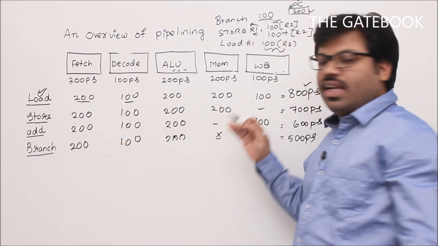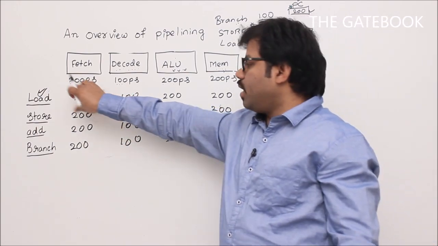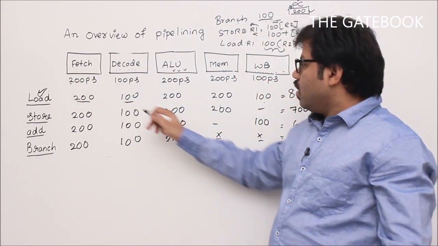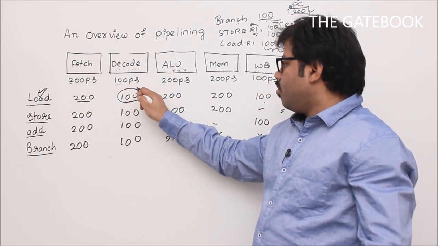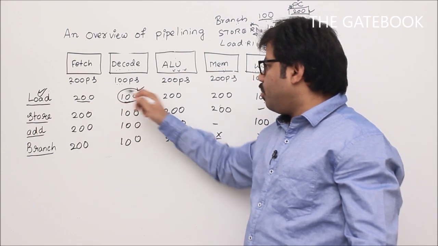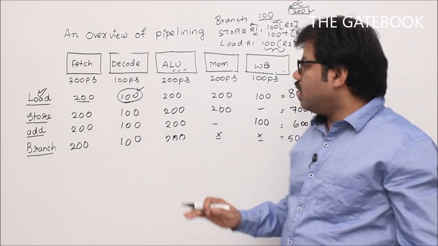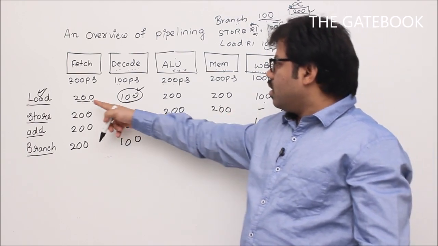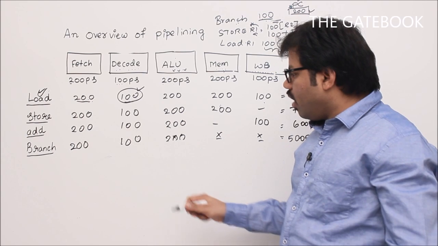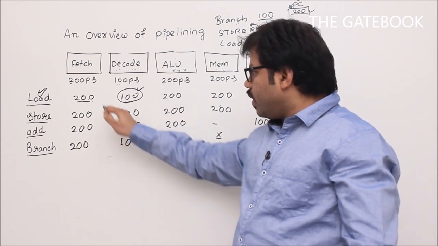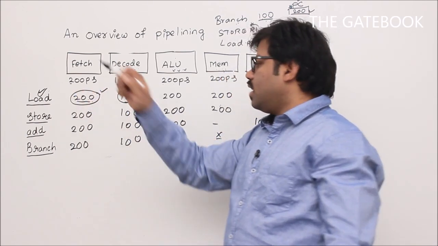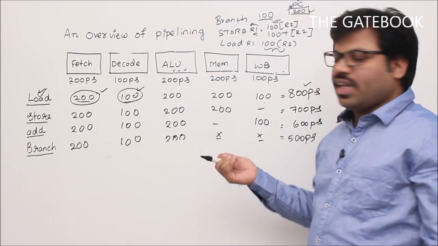Whenever you have uneven delays, then we have to go for the maximum delay, because though it is very fast, because of these 200 picosecond delays, these stages also will get delayed. That's why, for each stage, if you have uneven delays, then what we have to do is take the maximum delay into consideration.